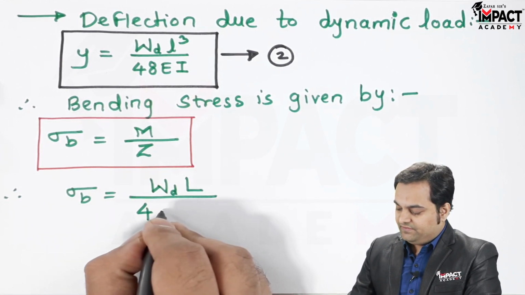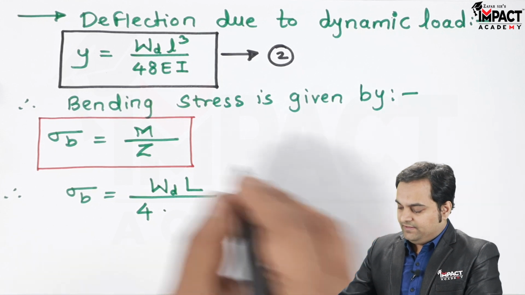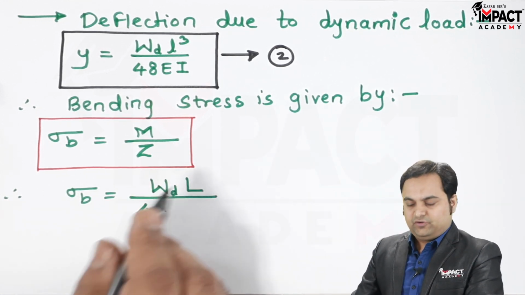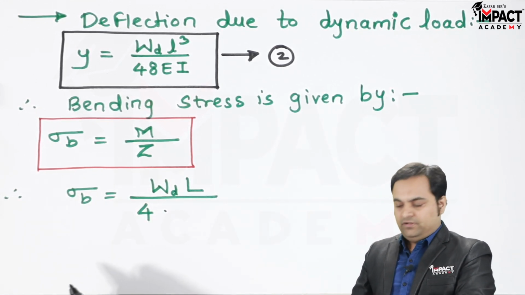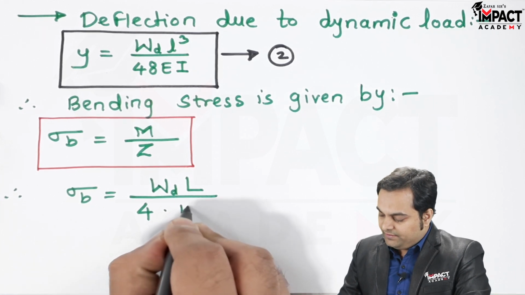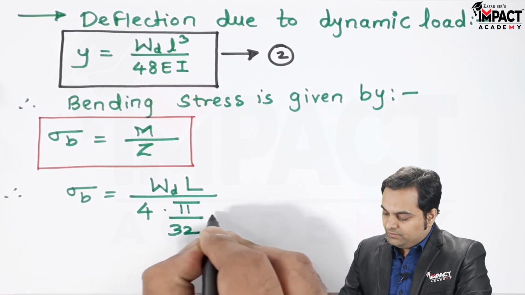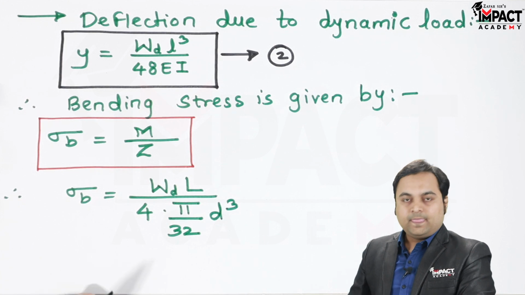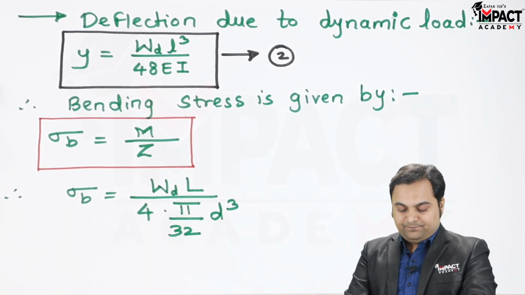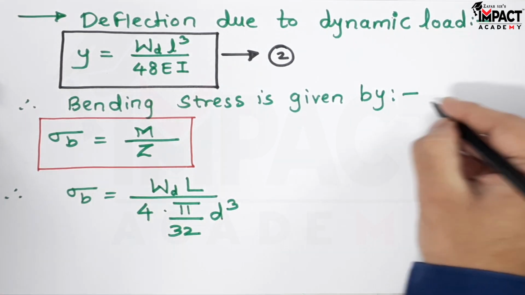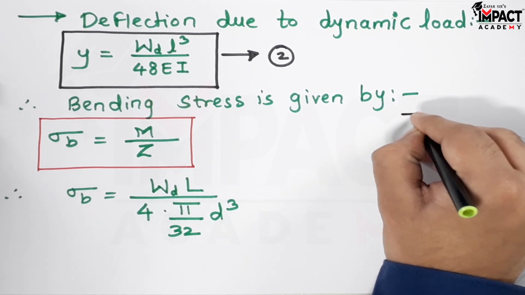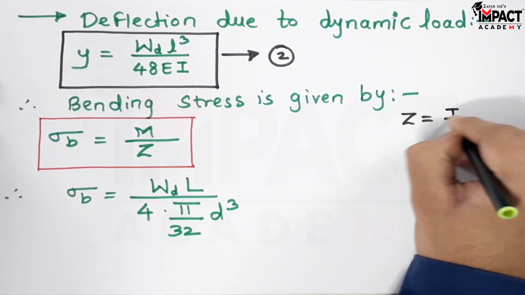Next, Z is the section modulus, and therefore since the shaft is circular in section, for a circular section the section modulus is given by pi by 32 d cube. And how this formula comes from, we can say that the section modulus Z is given by I upon y.